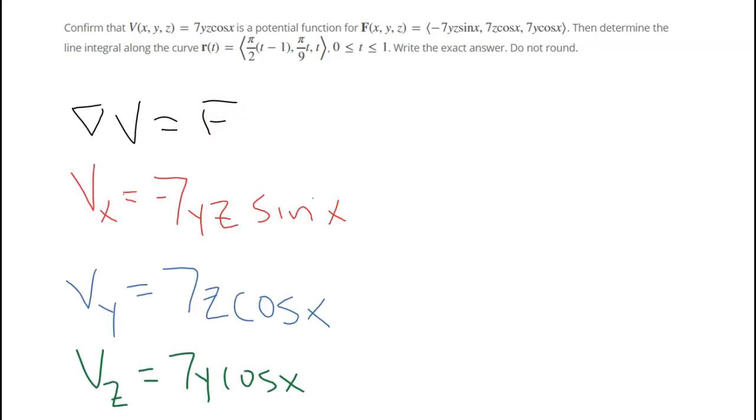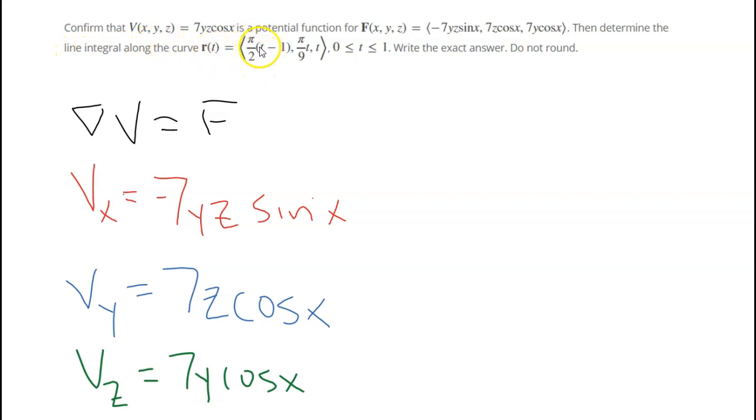So these are the partial derivatives for x, y, and z of the scalar function v. So you can see that this is equivalent to our force field. So this is a potential function for this, all right? And our force field is a gradient field. All right, and then it says determine the length of the line integral along this curve.